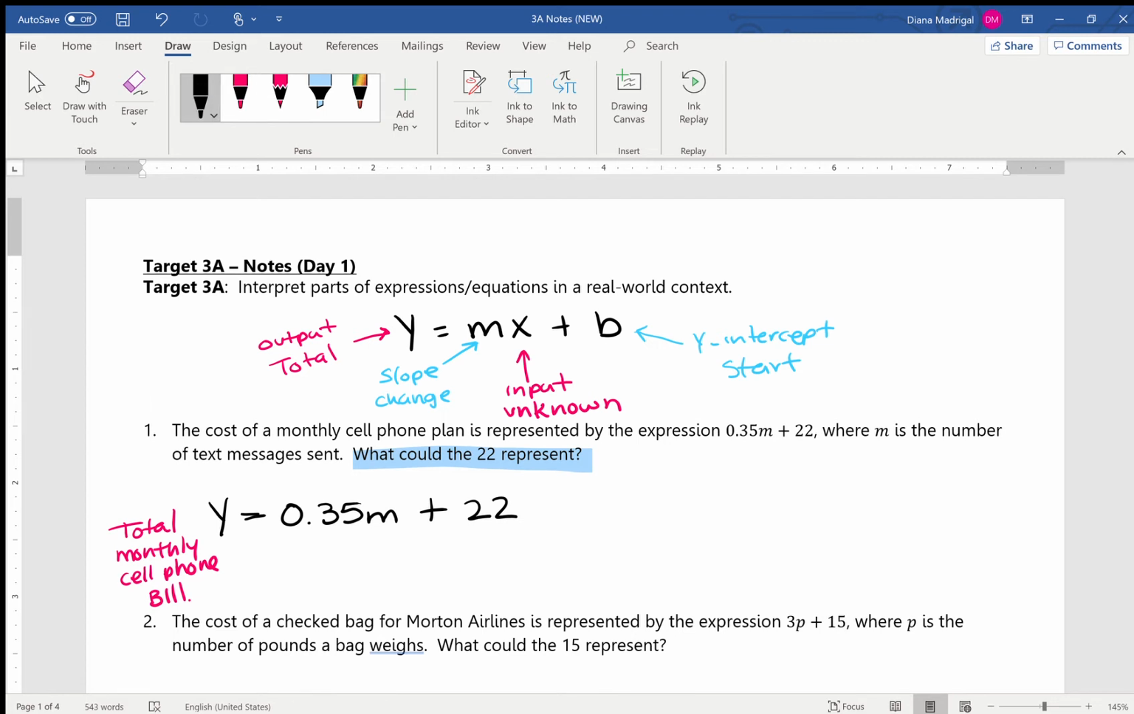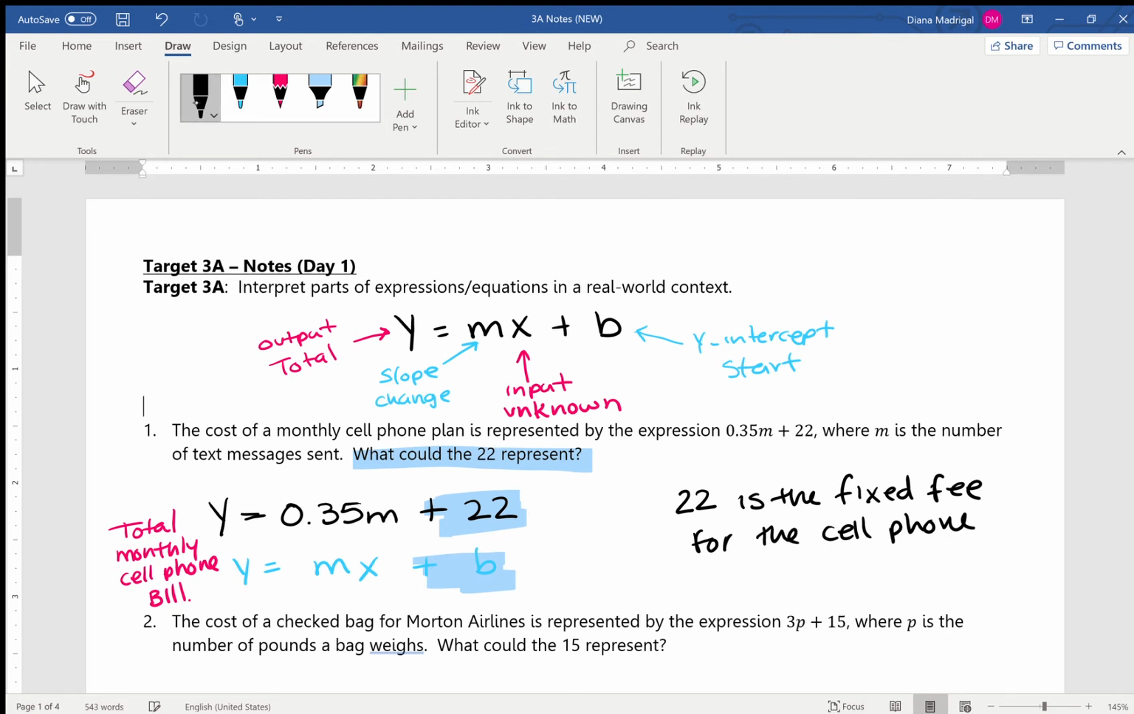Okay, let me just rewrite this over here in a different color. Don't forget that we're talking about equations. Y equals mx plus b. They ask you what does the 22 represent? Well, you should notice that 22 is talking about your B. Your B again is your y-intercept, which means it's the starting point. So my answer for this is that 22 is the fixed fee for the cell phone plan. All right, fixed fee, just in case you don't know, is the starting fee.